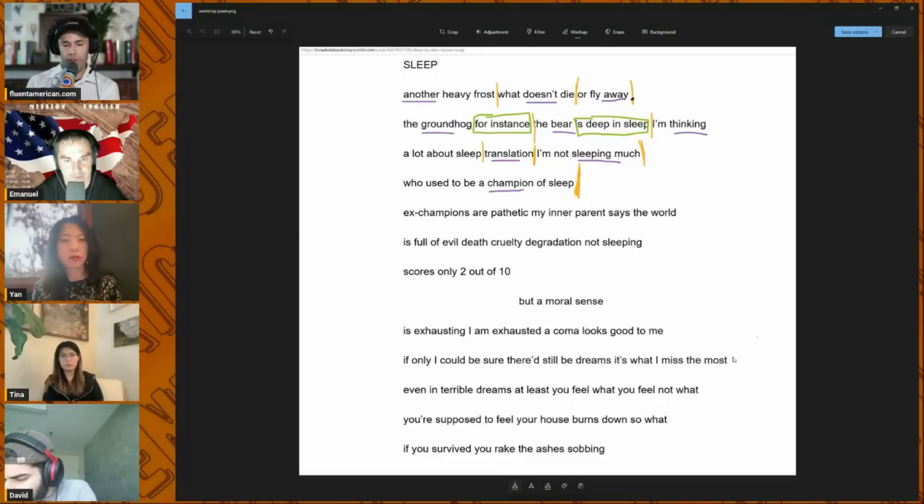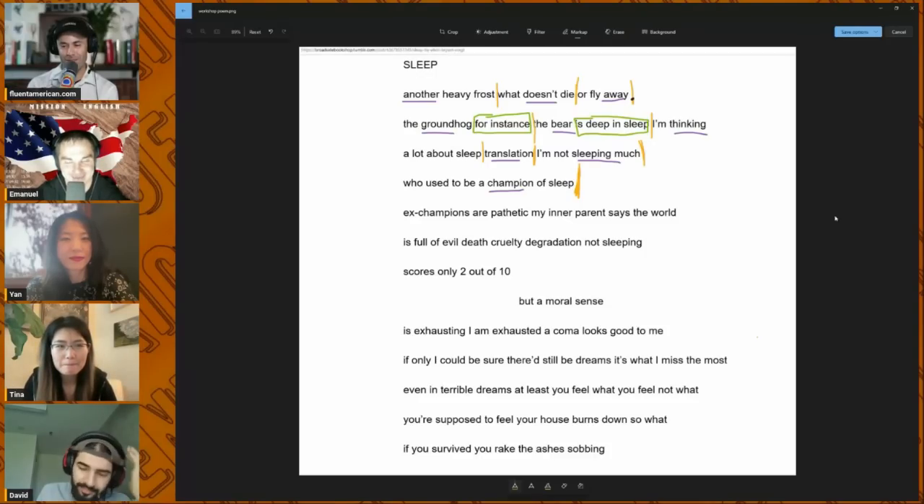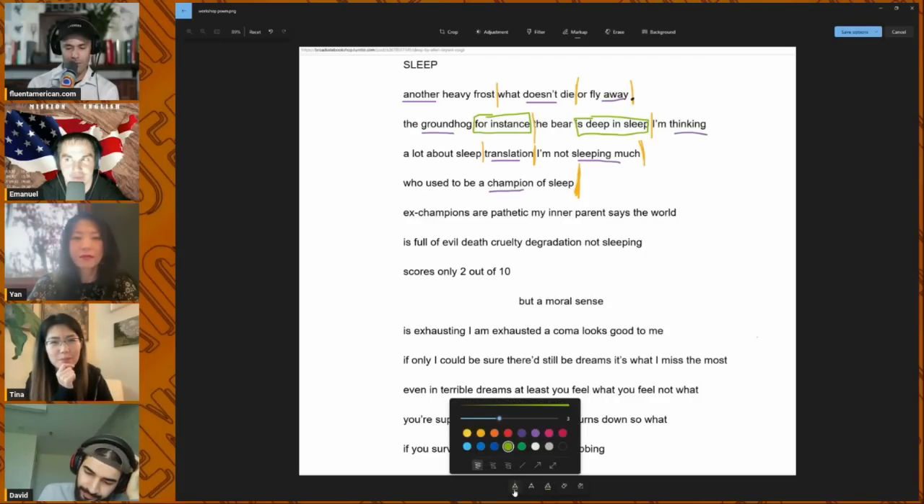But one of the things that makes me nervous about this, from a contrast perspective, is that we're stressing groundhog or we're stressing bear. I changed my mind. Let's stress deep. The bear is deep in sleep. Deep in sleep. Really deep in sleep. Whole thing.